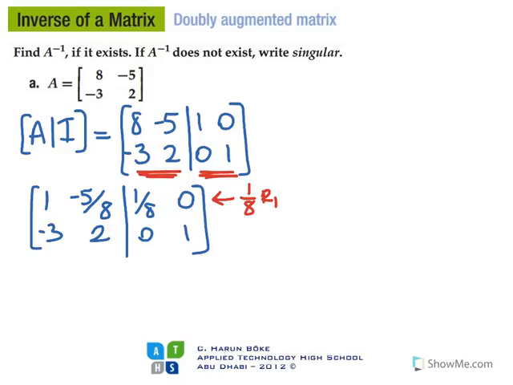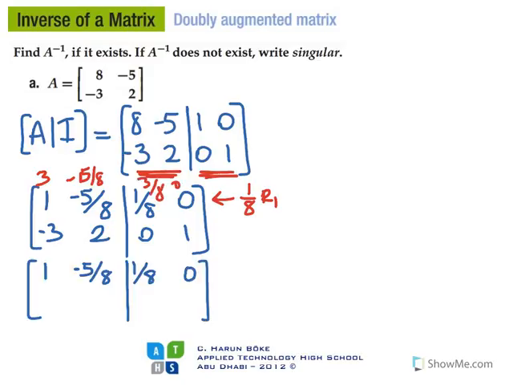Next, I'm going to multiply the first row by 3 and add to the second row. So it will be 3, minus 15 over 8, 3 over 8, and 0. So let's add. It will be 3 minus 3, 0, and minus 15 over 8 plus 2, which is 16 over 8, is 1 over 8. And on the right hand side, 3 over 8 plus 0 is 3 over 8, and 0 plus 1 is 1.